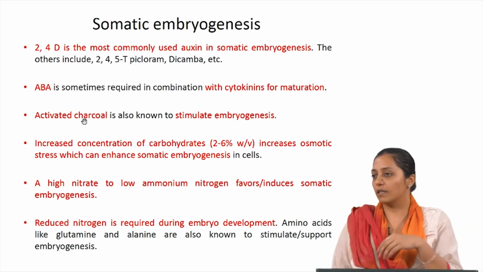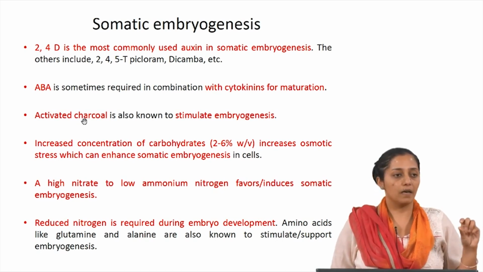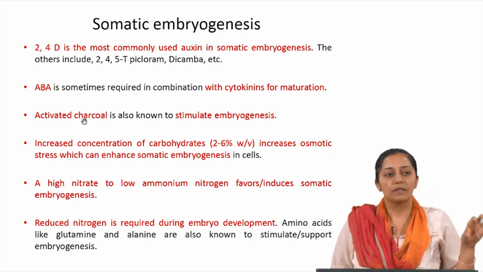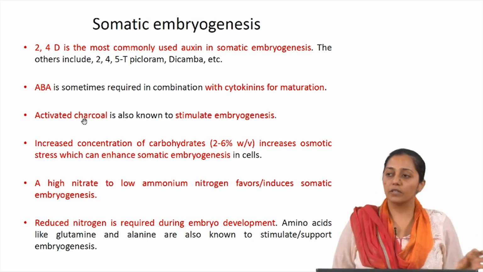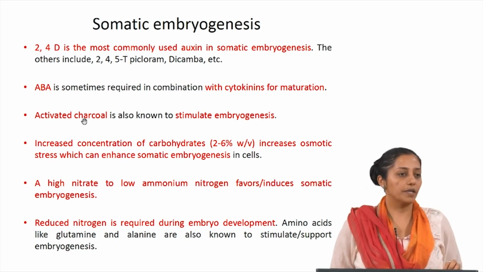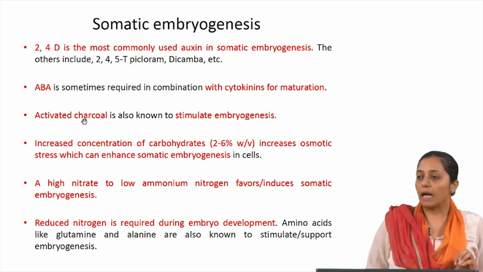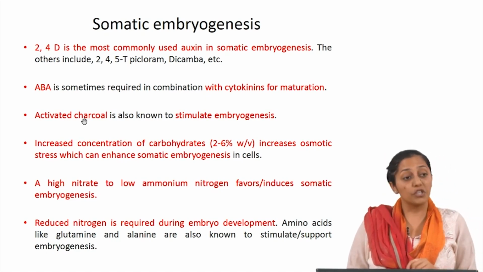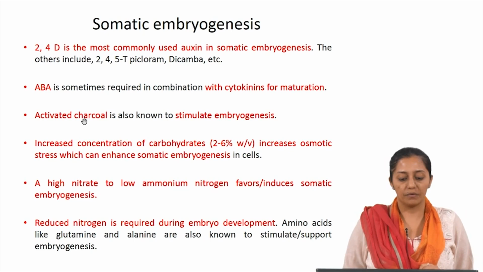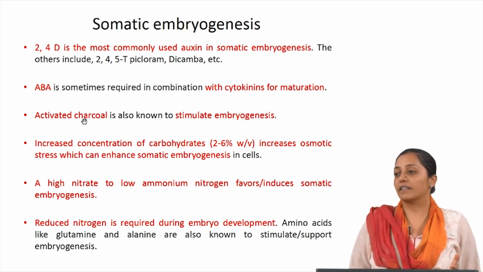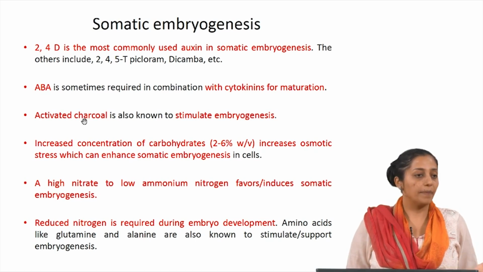We will take up that later once we come to somatic embryos. They are first globular structures, then torpedo, heart shaped structures, though this is a gradual development. So for this gradual development also you need variation in the nutrient. So abscisic acid is used in combination with cytokinins for maturation of these somatic embryos. Now sometimes in some species even activated charcoals can impact the induction of somatic embryos.